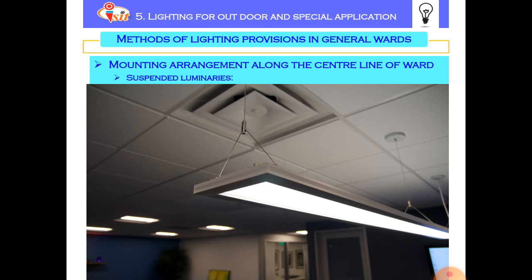This is called a suspended luminaire, which hangs under the ceiling. The luminaires are mounted between 2.7 meter and 3.5 meter above the floor with spacing between 3.5 meter to 3.8 meter. Upward lighting is about 50 to 60%.